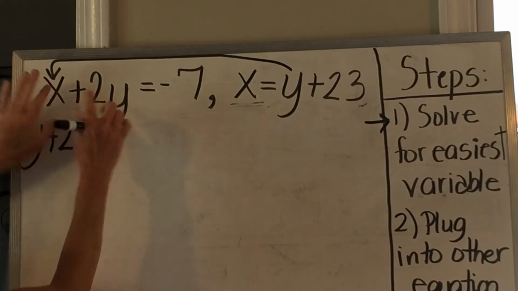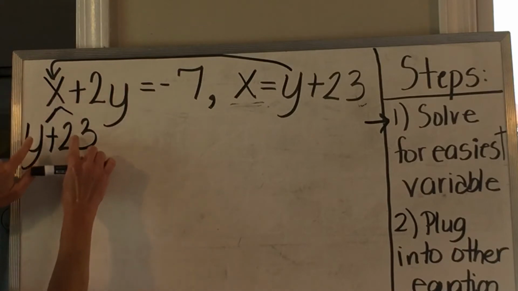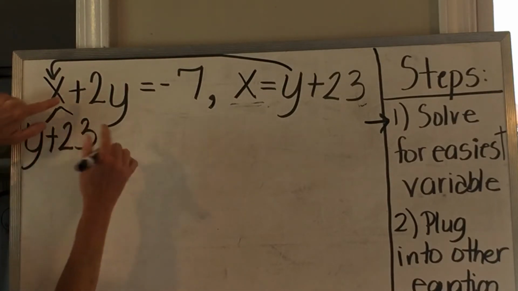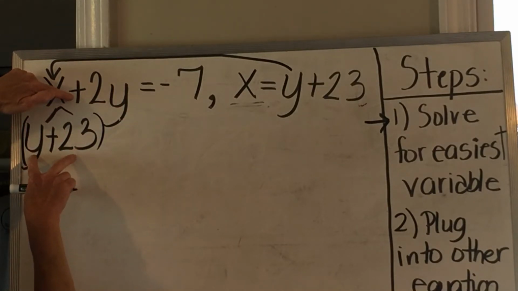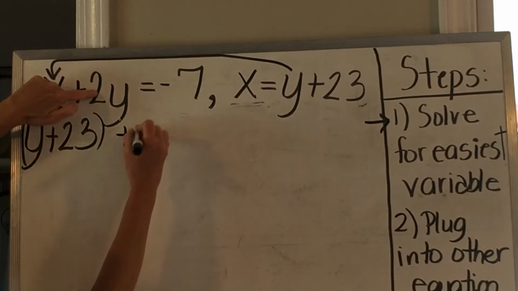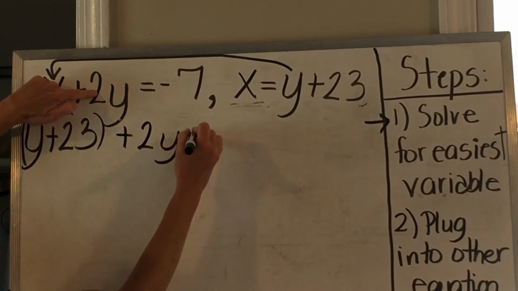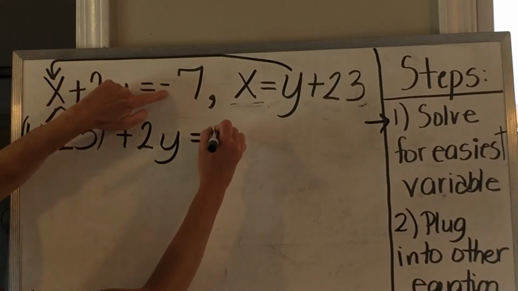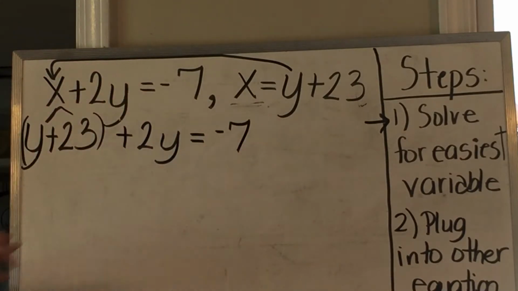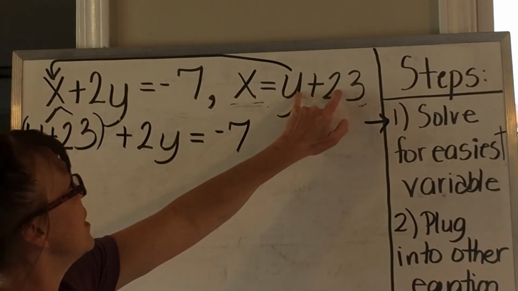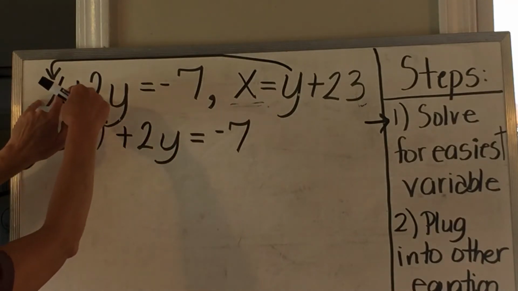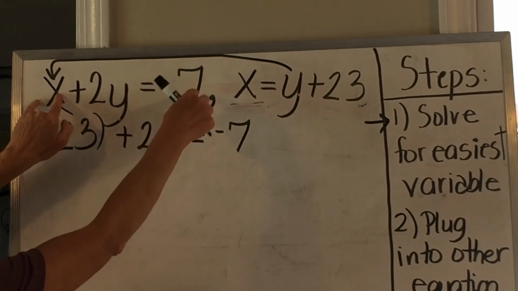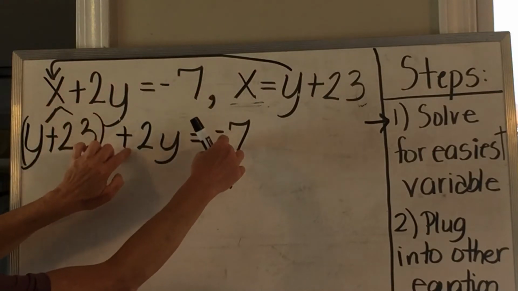Now, you're right here. You replaced X with Y plus 23. Oh, by the way, I'm going to put parentheses around it. Why? Because there's 2 terms there. So it's going to need parentheses. Plus 2Y equal -7. So all I did is take Y plus 23 and I put it in the X spot. And then what did I do with the rest of this? I just brought it down.